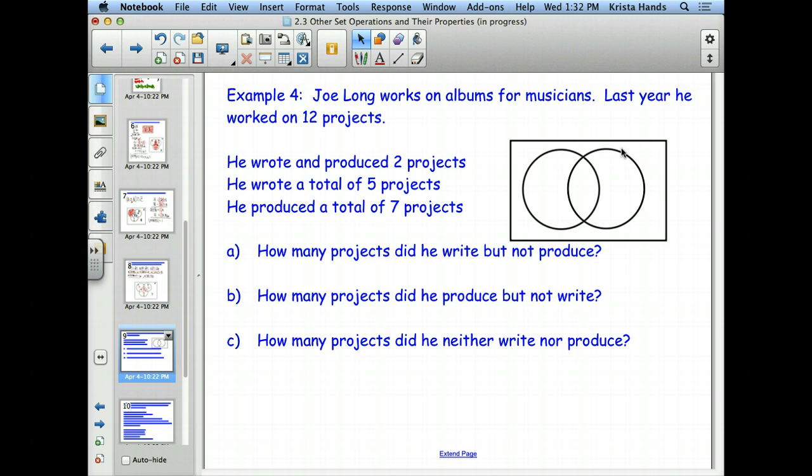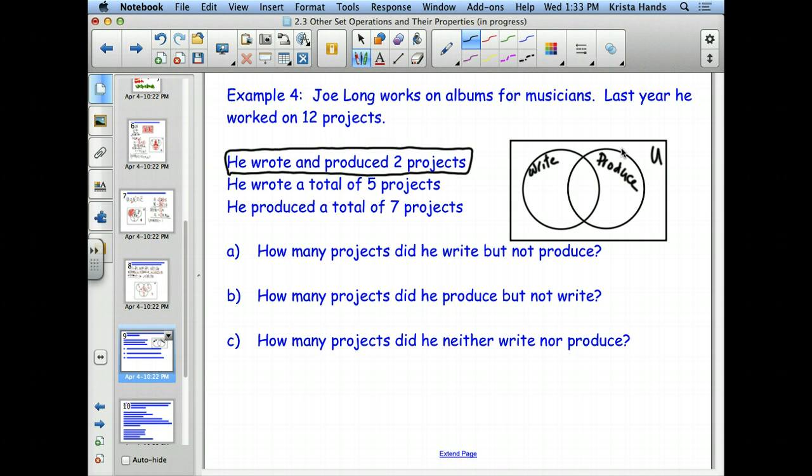Okay. And you can label them exactly what they are. This is write, this is produce. So there's no ambiguity about what's going on. You can call this universal set U outside. Okay, so it says he wrote and produced 2, wrote 5, produced 7. Where in the world does this leave us as where we need to begin? Which of these 3 pieces of information is the one we want to start with? Wrote and produced. Yes. This right here, the fact that he wrote and produced, where is that located, Taylor? The center. That's the center.